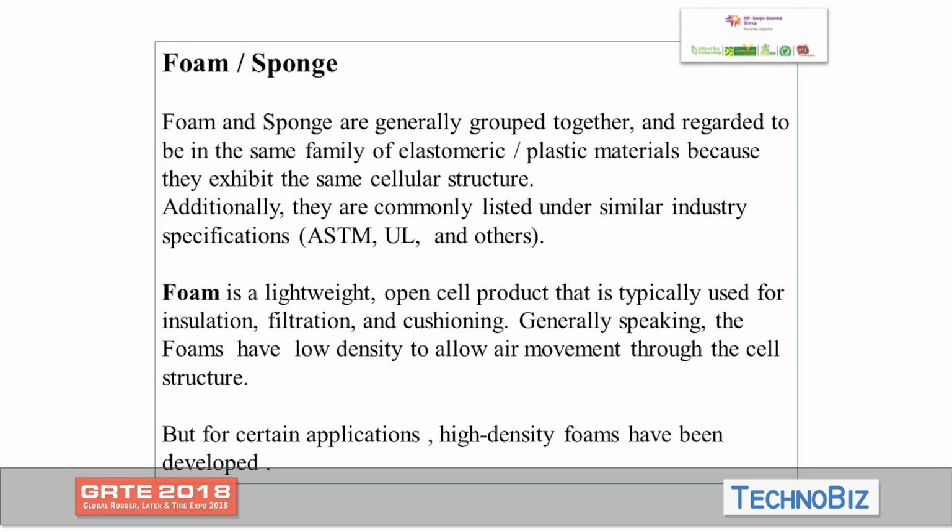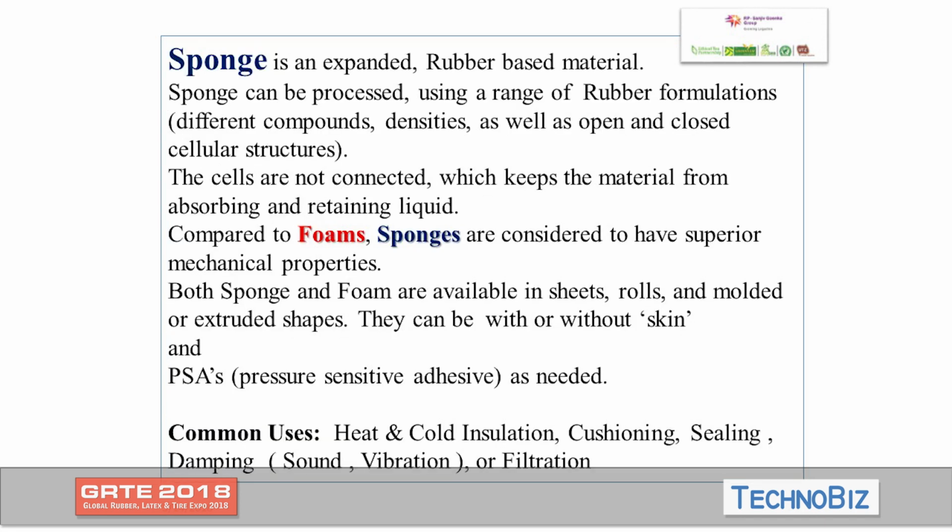We generally call it by two names. One is foam, or it is also called a sponge. Generally, sponge represents foam products made out of elastomers, whereas foam is related to materials like plastics or semi-plastics. Sponge is nothing but expanded rubber-based material. The foaming is done in rubber compounds with the help of certain chemicals. We'll be able to see that later.